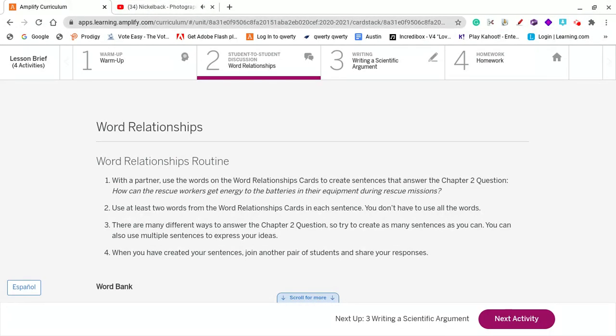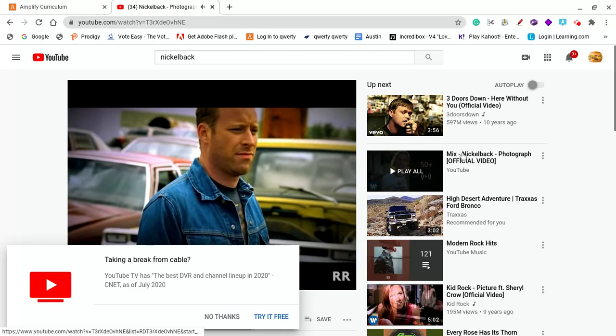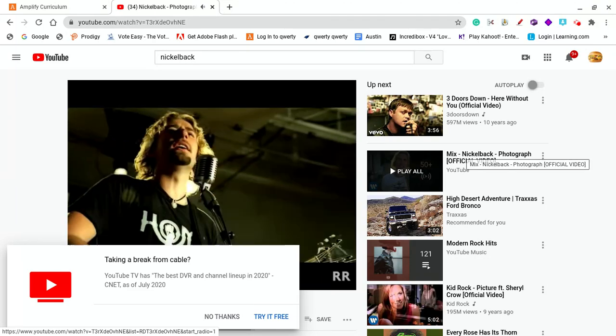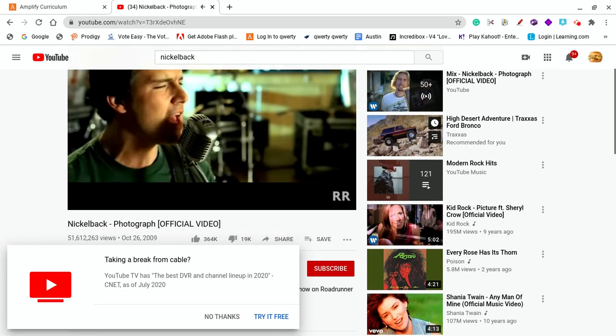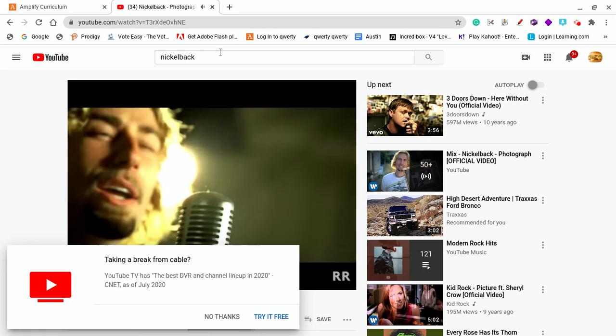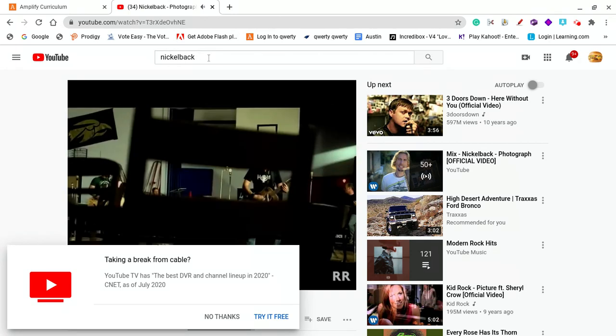Activity number 2. This is going to take about 10 minutes. With a partner, use the word relationship cards to create sentences to answer the chapter 2 question: How can the rescue workers get energy to the batteries and their equipment during a rescue mission? Use at least 2 words from the word relationship cards in each sentence. You don't have to use all the words. There are many different ways to answer the chapter 2 question, so try to create as many sentences as you can.